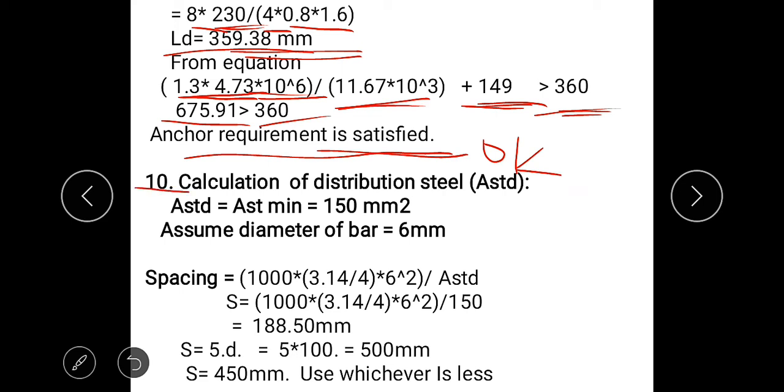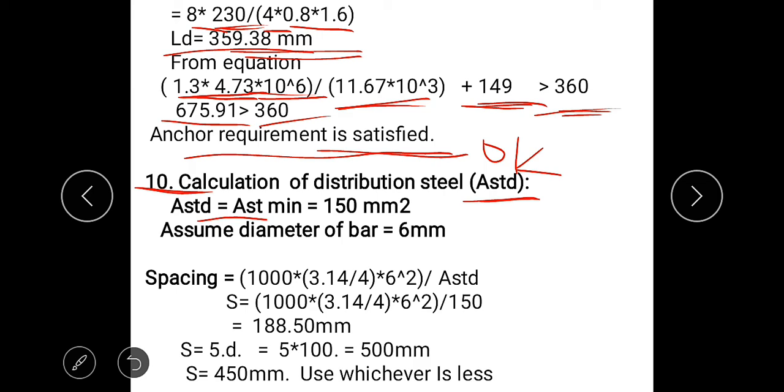So now, the tenth and last step, calculation of distribution steel. Here we have to find main steel, we already found it, so now we have to calculate distribution steel. Why did we provide distribution steel? To hold main steel in proper position, and some extra load is also taken by distribution steel. So for that we provide distribution steel, ASTD. ASTD means area of steel in distribution.